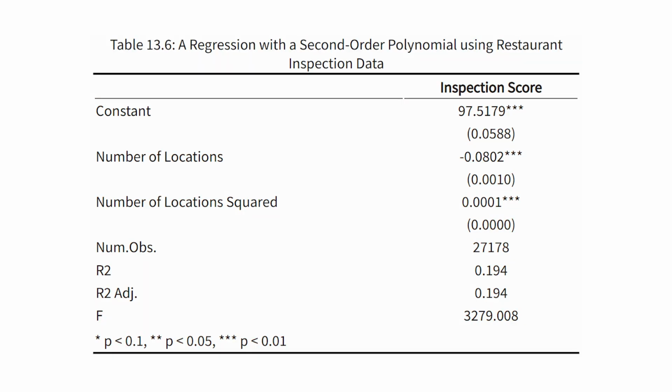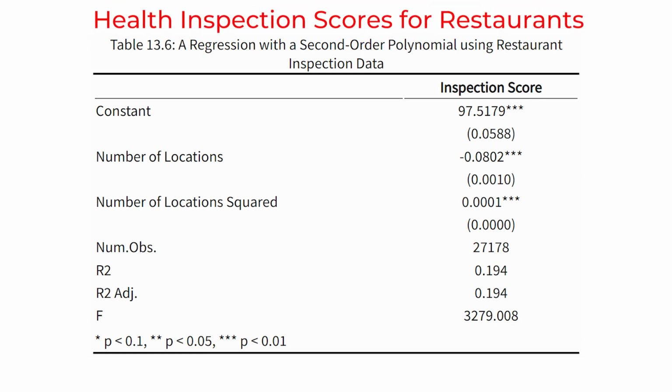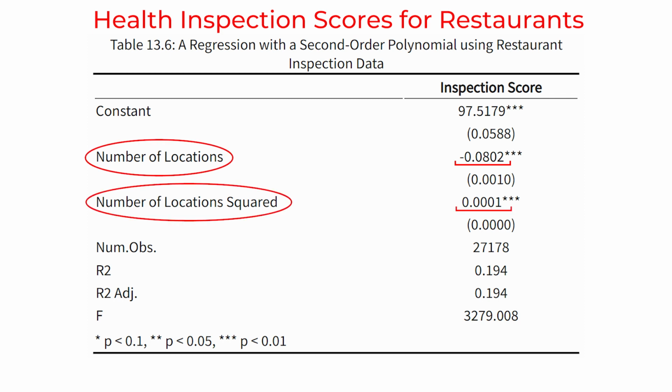Here's a regression table from a model that has a quadratic term in it, and we can interpret the effect similarly. So this is the regression of the health inspection scores for a restaurant on the number of locations that particular chain happens to have. So we get a coefficient of negative 0.08 on the number of locations itself, and then we get a coefficient of 0.0001 on the number of locations squared.